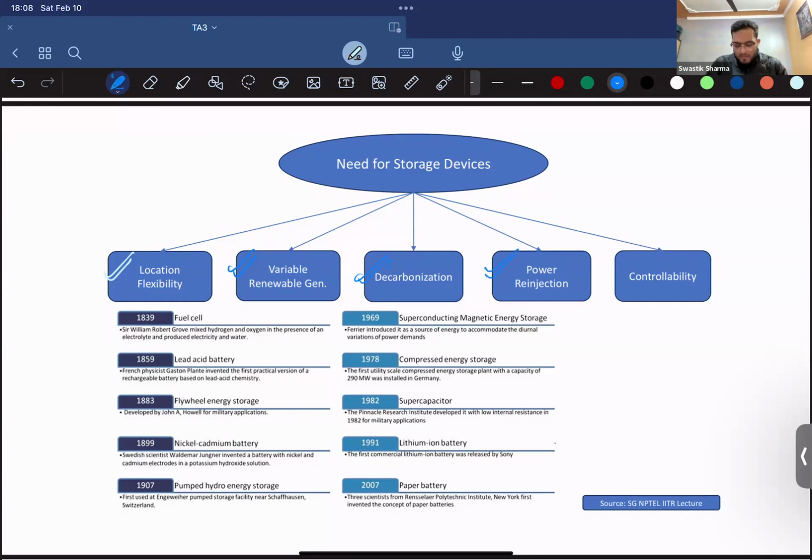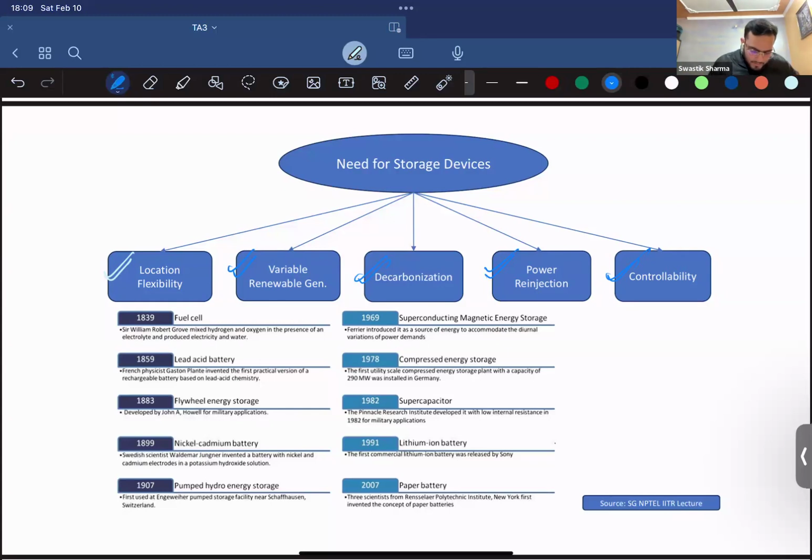That's what I meant by that. When generation is more, you can store the power and then re-inject it at a later time when the generation is a bit less. Third, the last aspect is controllability. We can't control variable renewable energy resources. Whatever they are generating, we are trying to feed it to the grid, right? But using these BESS, we can have better controllability over the VREs, that is, variable renewable energy resources.